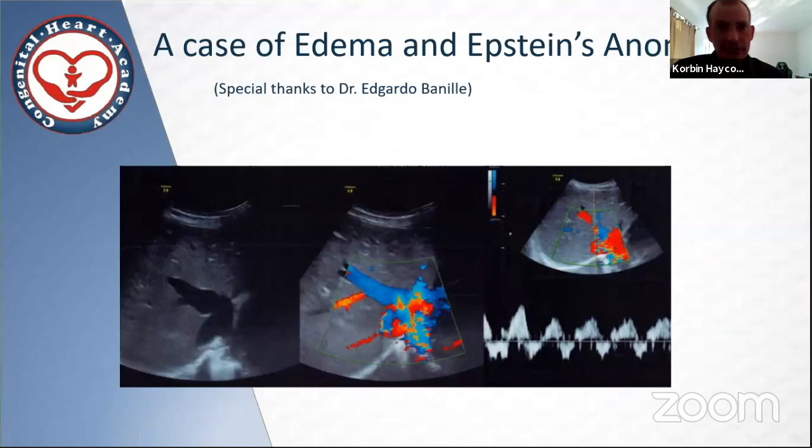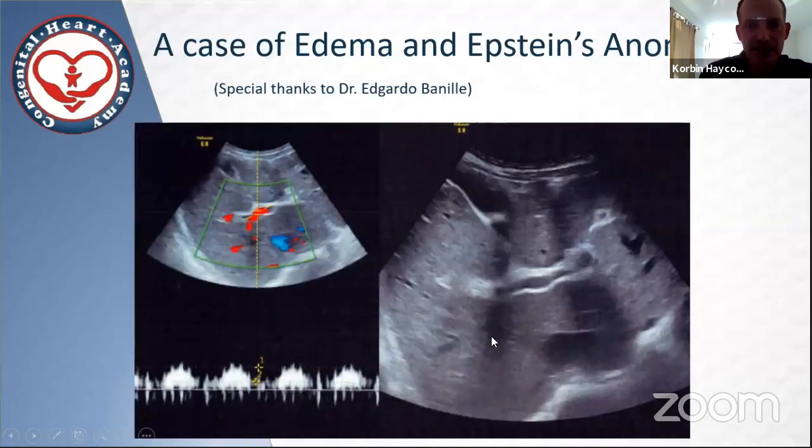Dr. Banille had Dopplered the hepatic vein here, and unsurprisingly, because with Ebstein's we would expect most of these patients to have significant tricuspid regurg, there is a biphasic hepatic vein Doppler. So this doesn't necessarily prove that we have venous congestion, but then we go into the parenchyma and see if the liver and other organs are feeling it. Sure enough, the portal vein is highly pulsatile. This would be severe pulsatility of the portal vein.